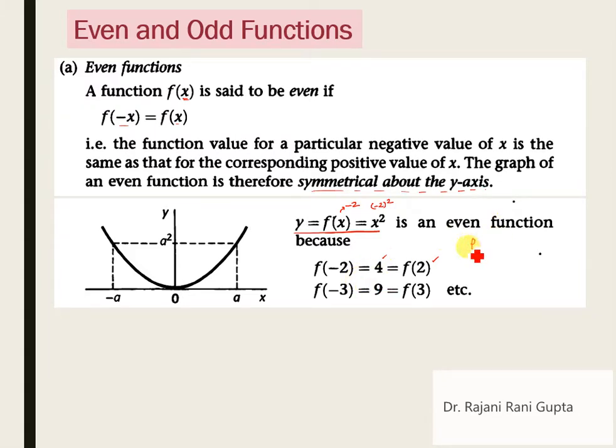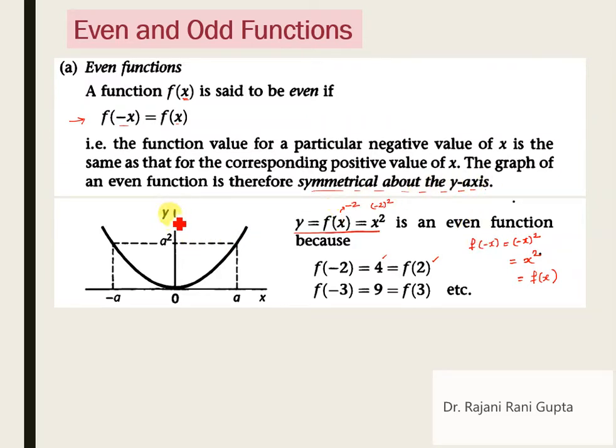So in general, if it is f of minus x, what can we write? Minus x to the power 2. Now the minus sign two times becomes positive, so we get x square, which is nothing but our original function f of x. So we proved that f of minus x is equal to f of x. That's why this function is an even function.